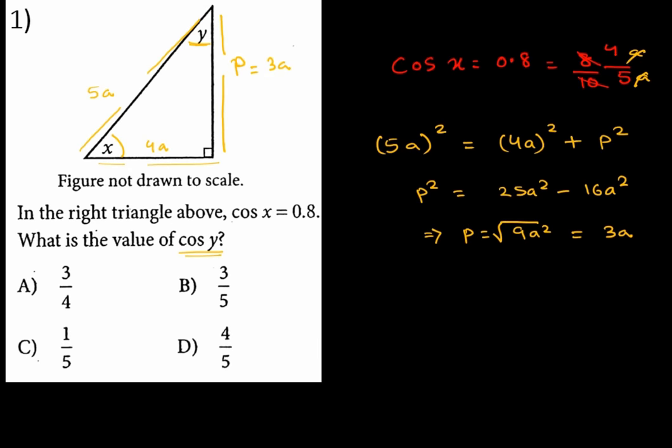So cos of y will be the ratio of adjacent to hypotenuse. So you can say cos of y is 3a over 5a. So the common factor gets cancelled and you are left with 3 over 5. So if you look into the options, option B is the correct answer. If the options were in decimals, you could have converted this into 0.6. So this should be your answer.